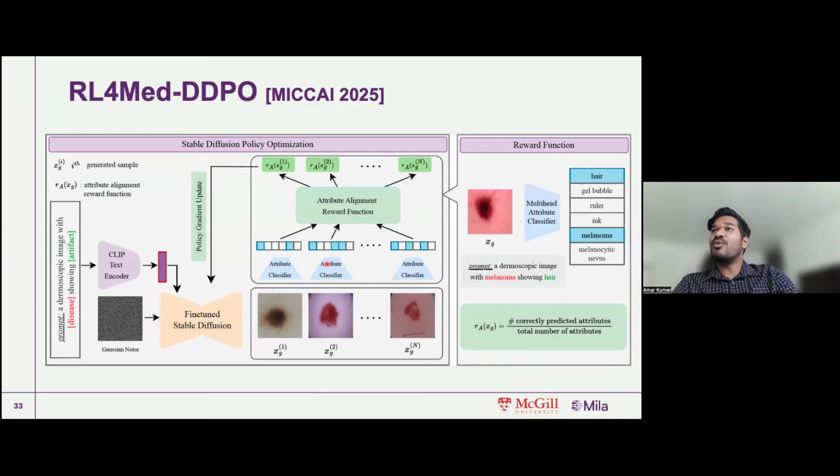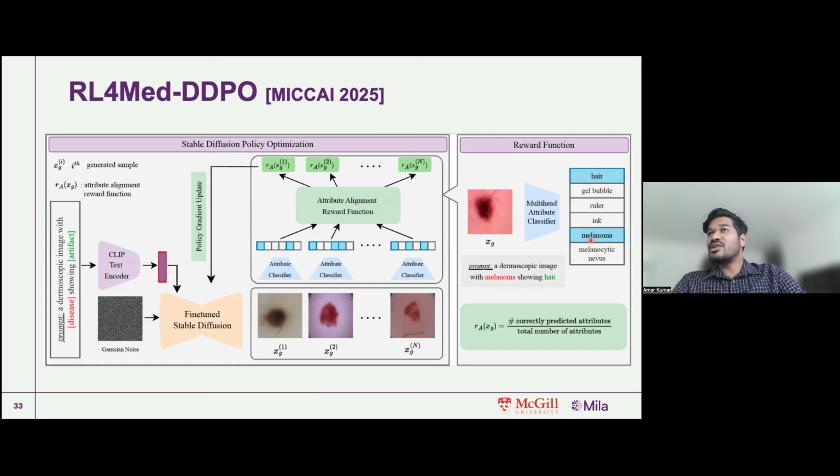On the right-hand side, what we have is a multi-head attribute classifier. This classifier is taken off the shelf. It's not trained with the network. And it has also seen the exact same number of samples that this entire network has seen while fine-tuning. So we are not passing any extra information to this. But this multi-head classifier is able to identify artifacts as well as disease in the image. So for example, given this image, the highlighted region shows what things are present in this image. There is hair, and the disease in this case is melanoma.